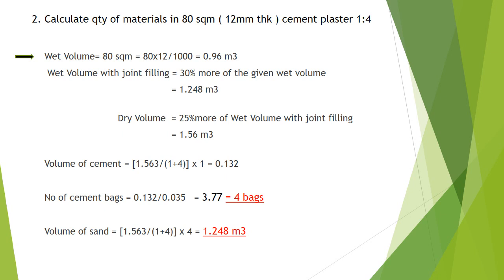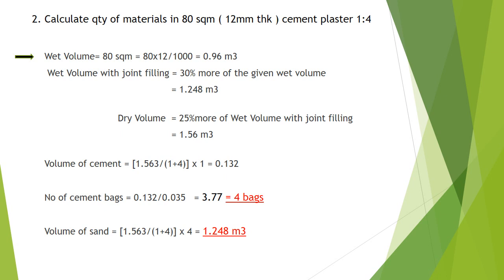which is equal to 0.96 meter cube. Now this wet volume is without the joint filling. Joint filling is not taken into consideration. So from the chart we get to know that the wet volume with the joint filling is 30% more than the given wet volume. So 30% more of 0.96 is equal to 1.248. Now the dry volume. Dry volume is 25% more than the wet volume with the joint filling, which comes to 1.56.